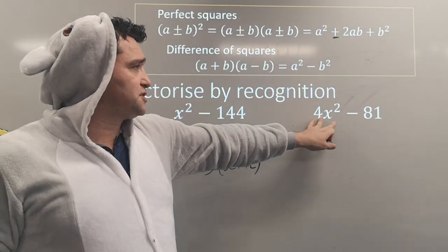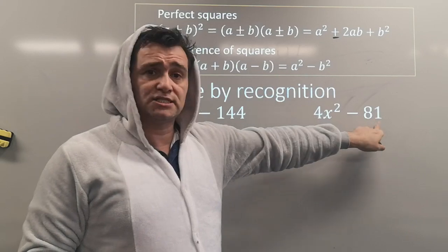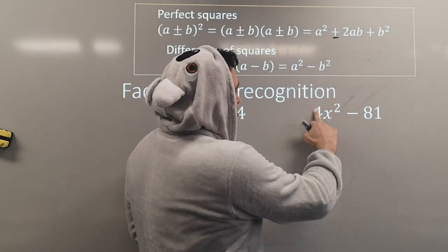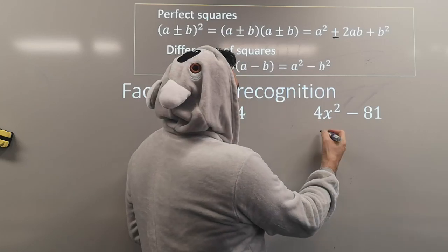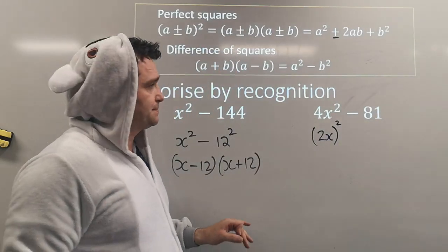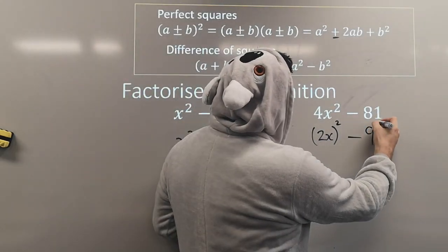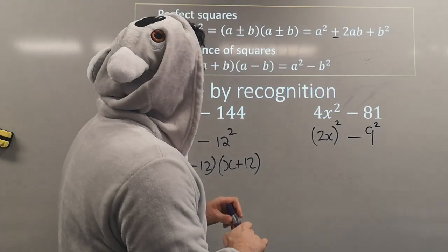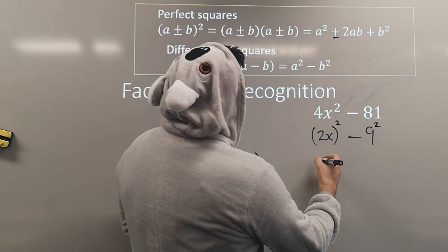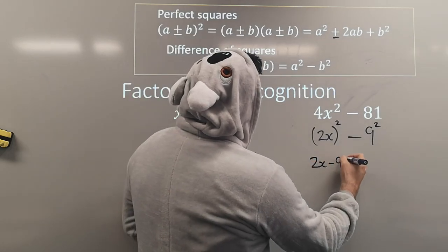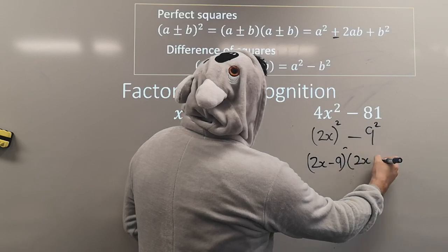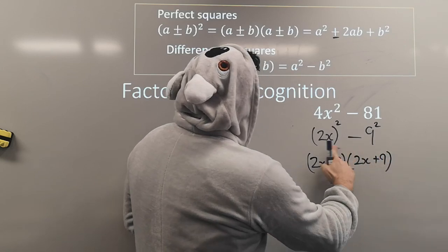What about our second? We've now got a coefficient here. We can't factorise by 2. This is not an even number. So we could look at this and say, well, is this actually a square? Well, 4 is a square number. So we could say this is 2x squared minus 9 squared. So directly, we've got a is 2x, b is 9. So it's going to be 2x minus 9 times 2x plus 9.